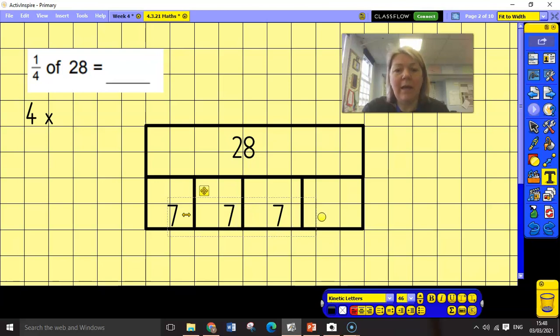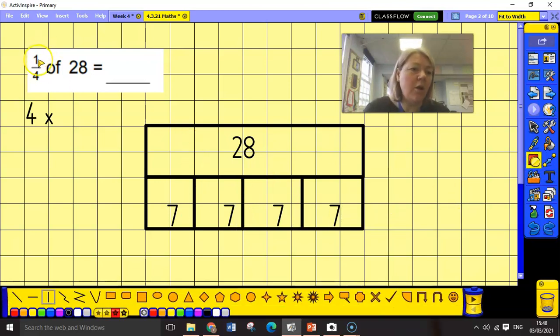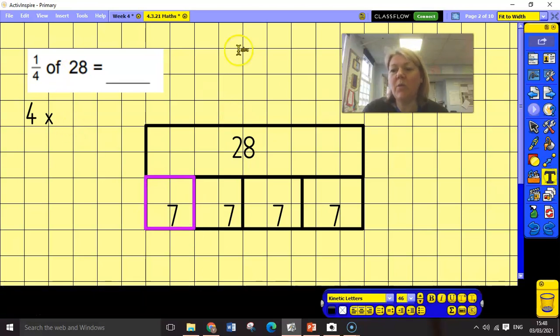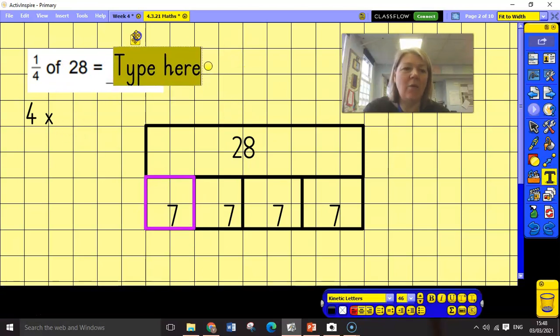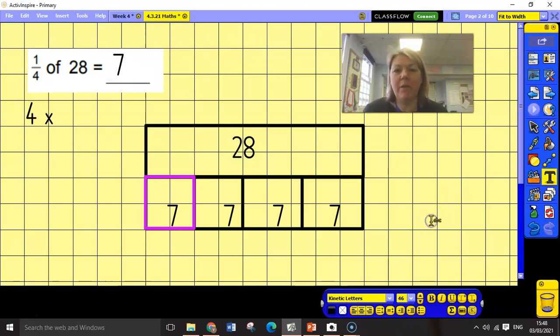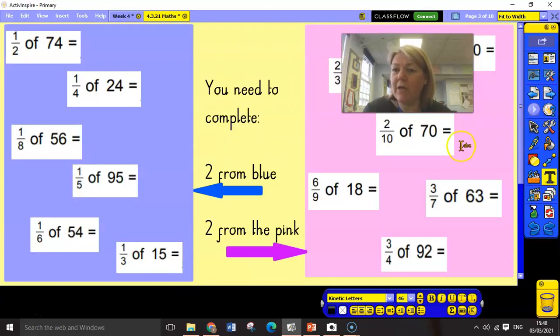Okay, and our naggy numerator is telling us that we need 1 part. We need to count 1 of these parts to find the answer here. 1 of these parts is 7. So 1/4 of 28 is equal to 7. Okay. Bar models are your friends when finding fractions.